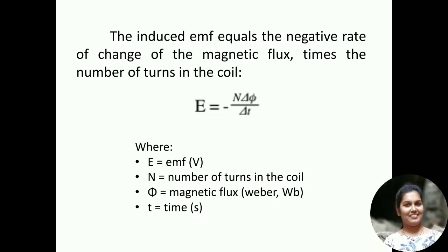Before going into the applications of Faraday's law, we'll discuss some points like how to increase the EMF induced in a coil. The EMF induced in a coil can be increased by increasing the number of turns in the coil, that is N. From the formula, if the number of turns is increased, the EMF also gets increased. The second point is to increase the EMF by increasing the magnetic field surrounding the coil. Mathematically, if the magnetic field increases, flux increases, and if the flux increases, EMF induced will also increase.